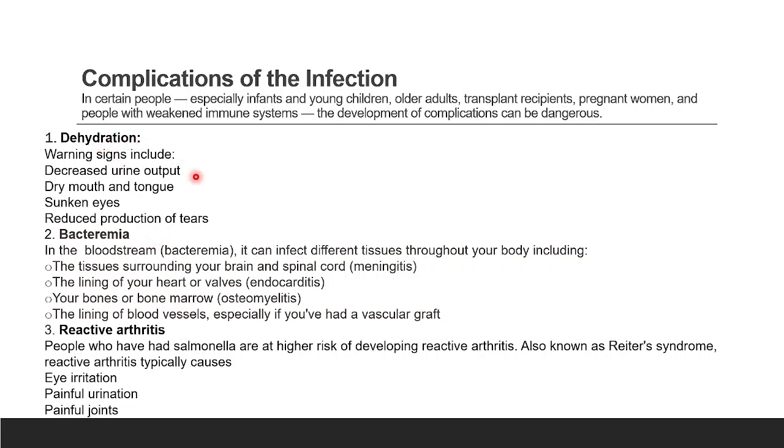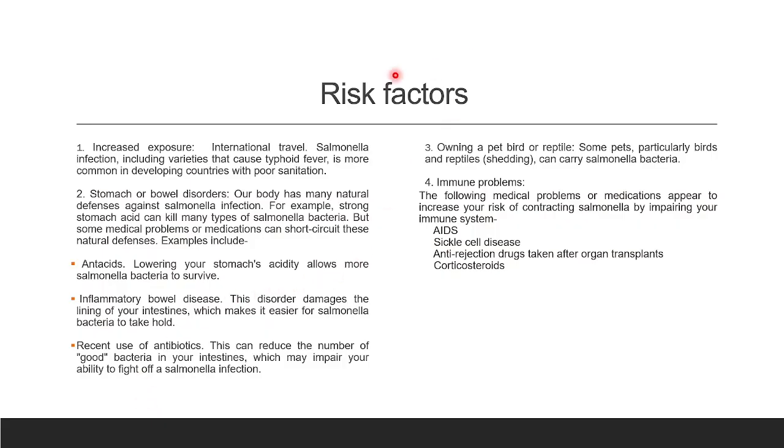The dehydration warning signs include decreased urine output, dry mouth and tongue, sunken eyes, and reduced production of tears. Now what happens in bacteremia? Through the bloodstream, it can infect different tissues throughout your body. These include meningitis, surrounding the brain, then the heart, resulting in endocarditis, then bone, resulting in osteomyelitis, and the lining of blood vessels, especially if you have a vascular graft. Reactive arthritis is also important in some cases, and typically causes eye irritation, painful urination, and painful joints.